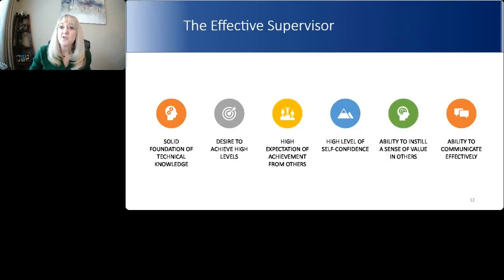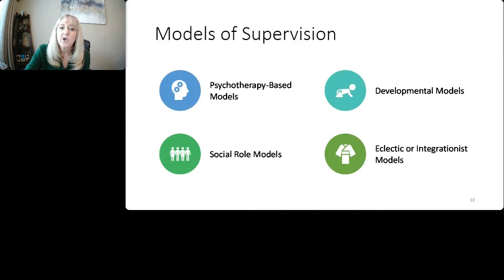So to be an effective supervisor, you want to have a solid foundation of the technical knowledge of the position, desire to achieve high results and high levels, high expectation of achievement from others. So I always say I would never ask anyone to do anything I wouldn't do, but I have high standards for myself, and I also have high standards for my team. Obviously a high level of confidence and ability to instill a sense of value in others and ability to communicate effectively. So there are 4 models of supervision: psychotherapy-based, developmental, social role, and eclectic, and we'll go over those.